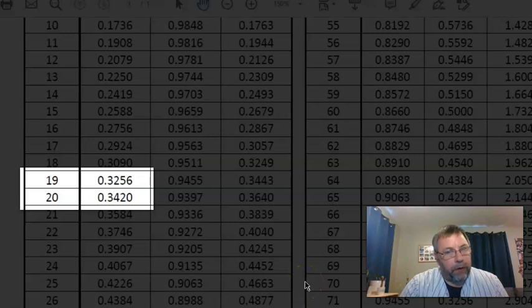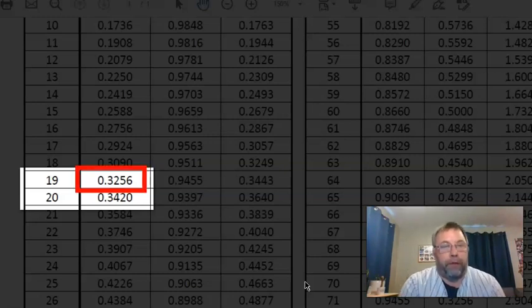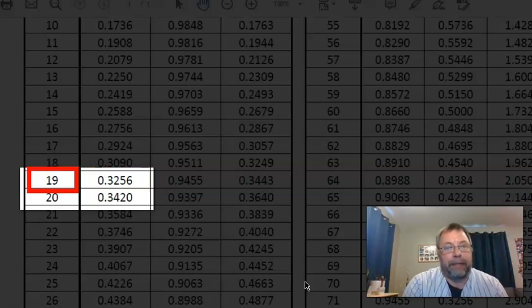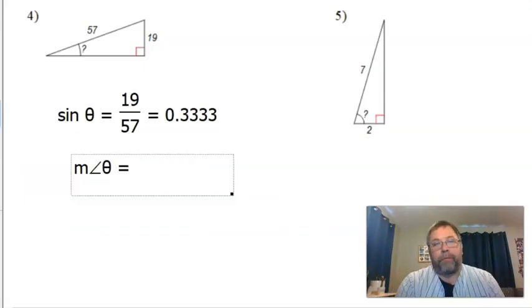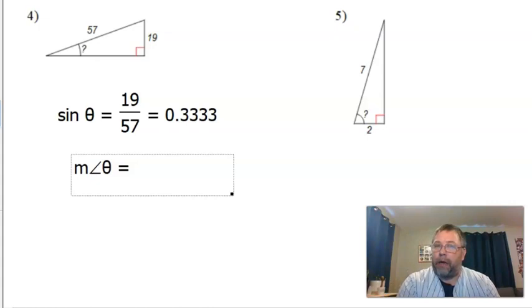And the question now is, which number is closest to that? And it's really close on this one, but if you do the subtraction, it turns out 0.3256 is a little bit closer to 0.3333. So I'm going to slide to the left and see that the answer should be 19 degrees. Let's go back and write our answer in. So here we are back at this problem. We looked up 0.3333 on our cheat sheet, and we were kind of right in the middle of 19 and 20, but if you do a little subtraction on your calculator, you should be able to see that 0.3333 went closer with the 19 degrees. So I'm going to say that the measure of angle theta is 19 degrees.